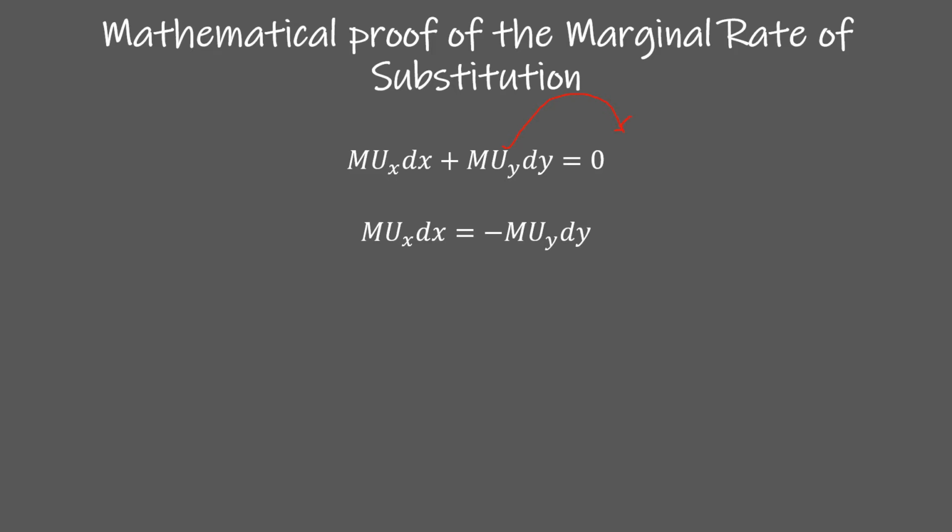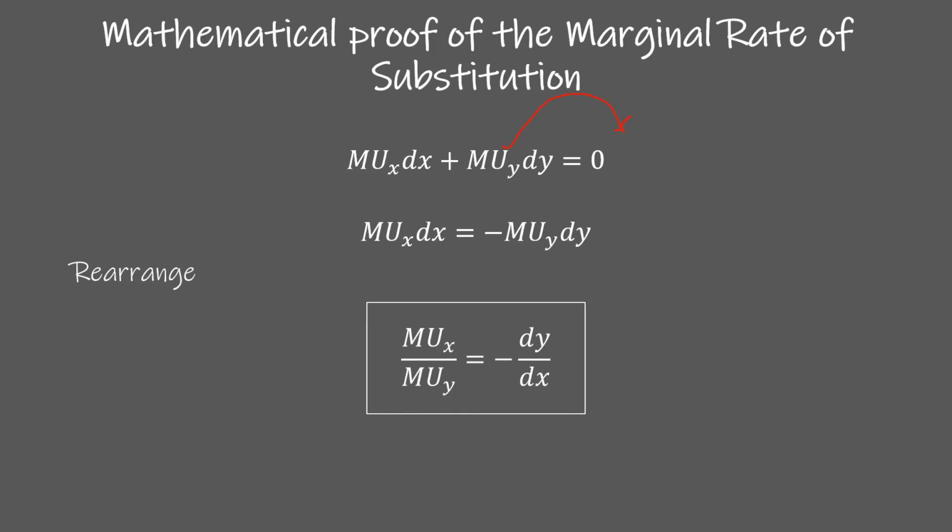I hope you get me. So we can easily rearrange the function, and when we rearrange it, we have the marginal utility of x over marginal utility of y equals minus dy/dx, and this is what we have as our marginal rate of substitution in our theory of consumer behavior.